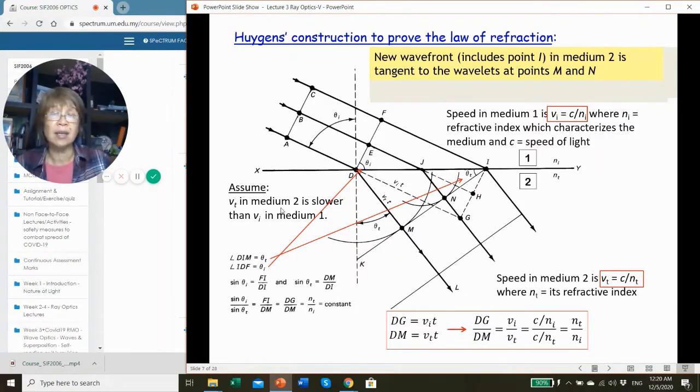Another condition is, if you look at this, the incident ray, the refracted ray, and the normal are all drawn on the same plane. So it meets the second condition for the law of refraction as well.